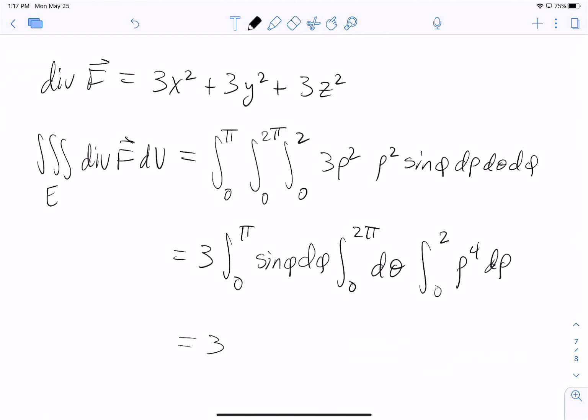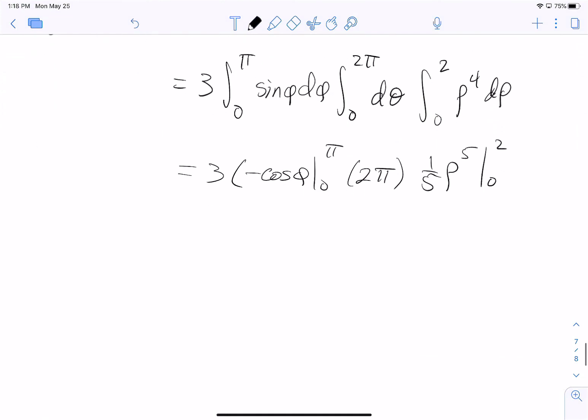Well, this will integrate to 3 times negative cosine of phi, phi going from 0 to pi, times theta, well, theta goes from 0 to 2 pi, and it's just theta, so I'm just going to write 2 pi there, times 1/5 rho to the 5th, evaluated from 0 to 2. Quickly computing, this is going to be 6 times 2 times 32 pi all over 5. That'll give us a result of 384 pi over 5.